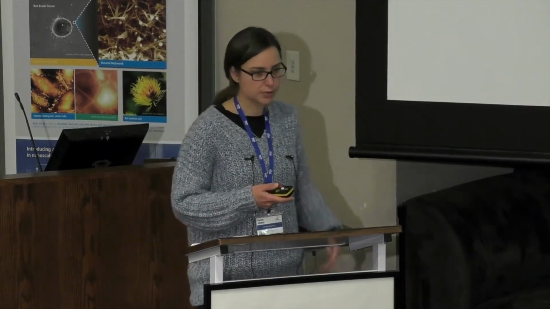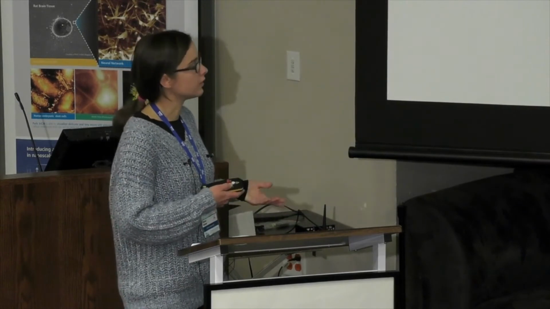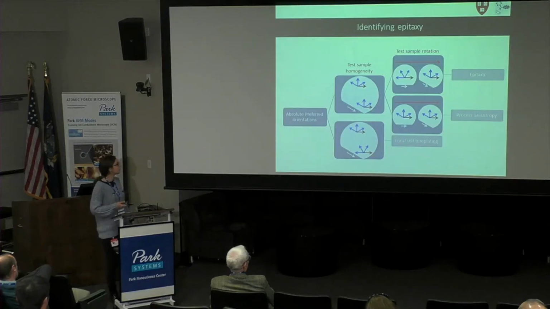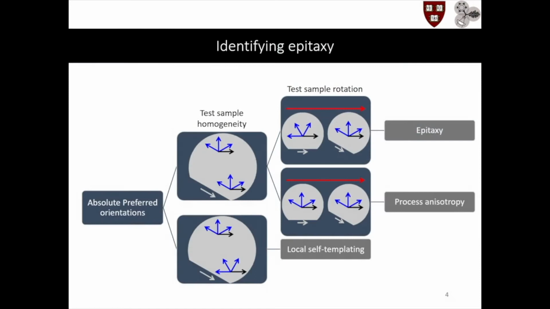So in order to discriminate between those different sources of anisotropy, we thought about this little decision tree or algorithm for experiments. Once we observe preferred orientations on a surface, we first test sample homogeneity to see if we have local self-templating. And after that, we can test sample rotation during the growth of the overlayer. And if the growth doesn't depend on the orientation of our substrate, we can say it's probably epitaxy.